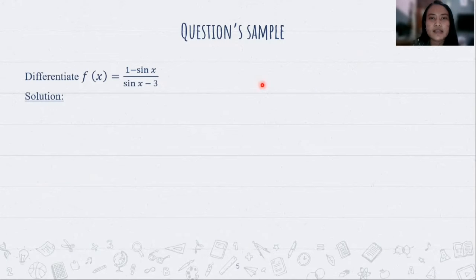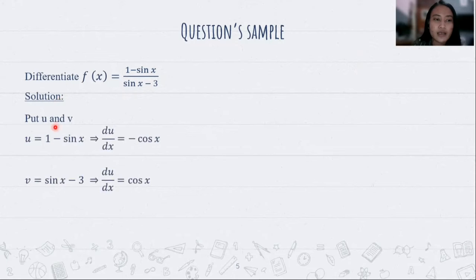Okay, this is the last sample question. Differentiate f(x) equals (1 minus sine x) over (sine x minus 3). Solution. The first step, we put u and v. u is 1 minus sine x and v is sine x minus 3. Next step, we determine the derivatives of u and v. The derivative of 1 minus sine x is minus cosine x, and the derivative of sine x minus 3 is cosine x.